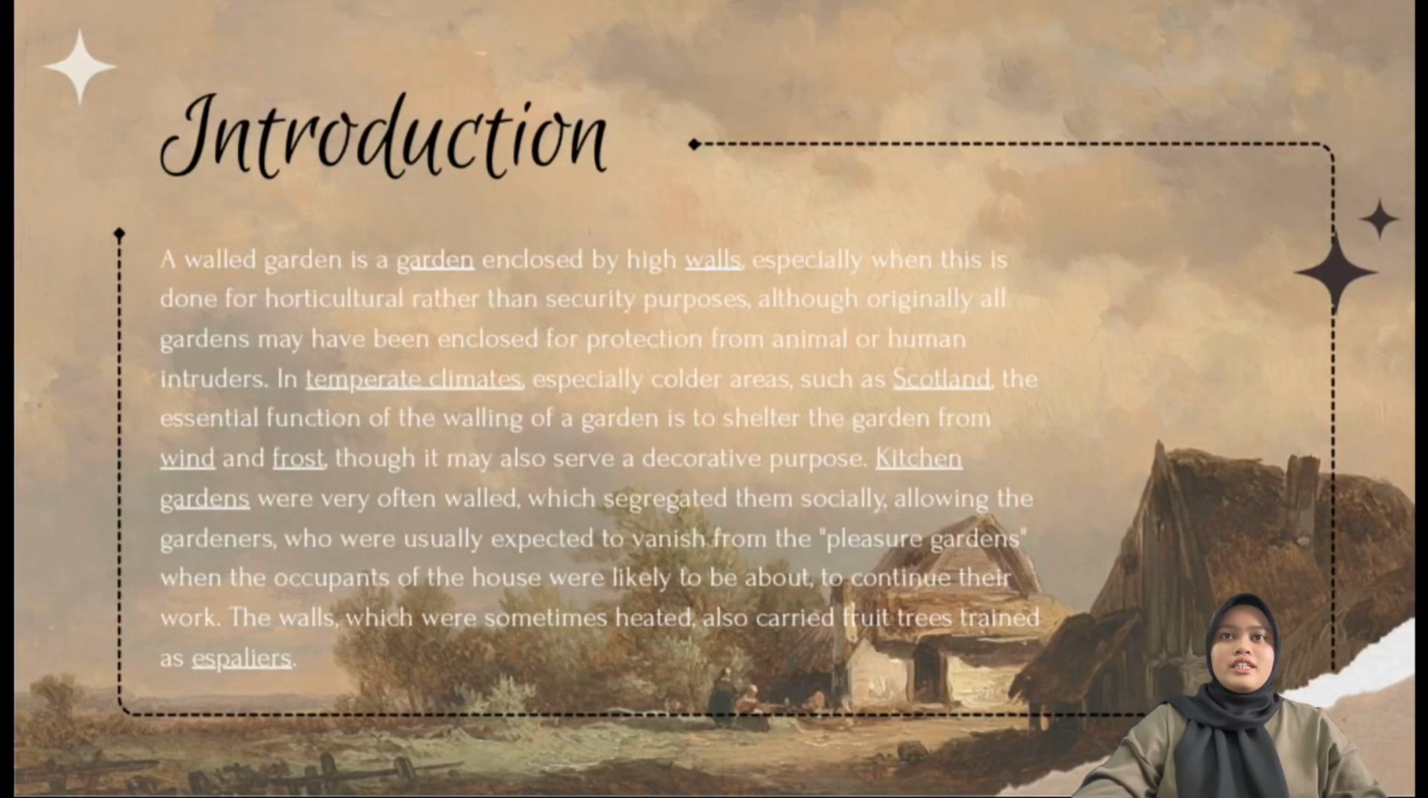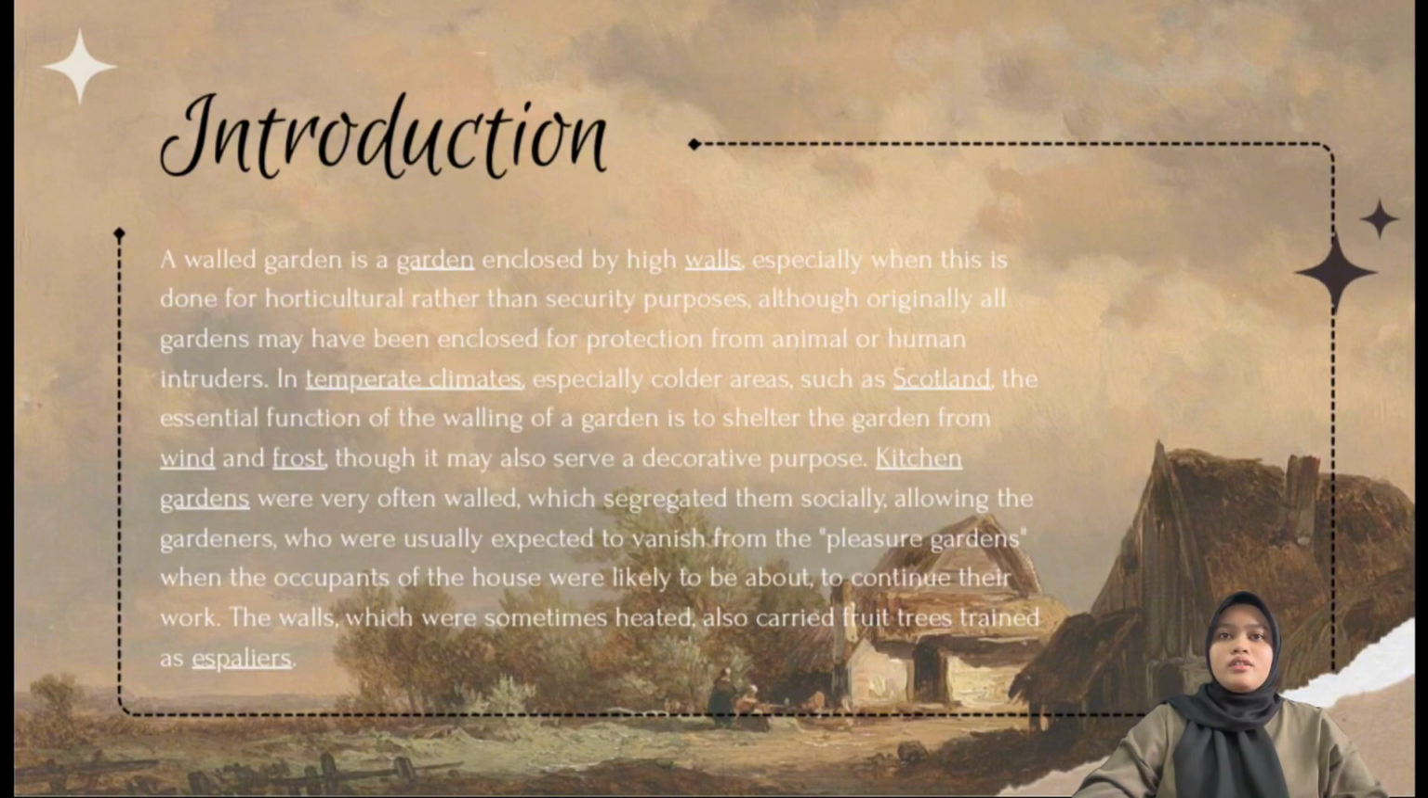For the introduction, a walled garden is a garden enclosed by high walls, especially when this is done for horticultural rather than security purposes. Although originally, all gardens may have been enclosed for protection from animal or human intruders. In temperate climates, especially cooler areas such as Scotland, the essential function of the walling of a garden is to shelter the garden from wind and frost, though it may also serve a decorative purpose.